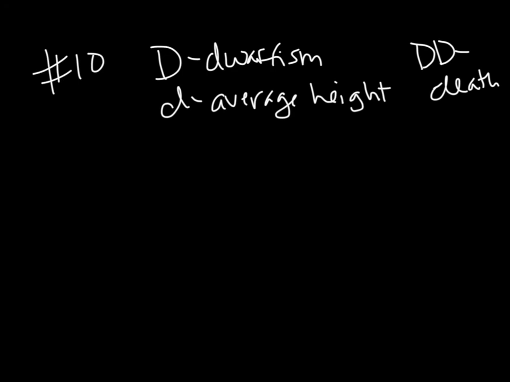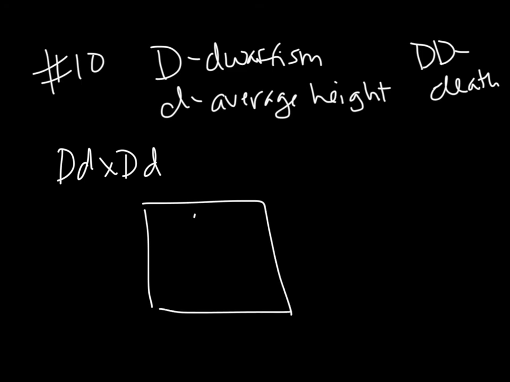So these two parents with dwarfism, we know that they have a big D. And because of the fact that 2 big Ds results in death, we know that they must be heterozygotes or they wouldn't be alive. So we have 2 heterozygotes. We're going to cross those. So it's just a monohybrid cross.